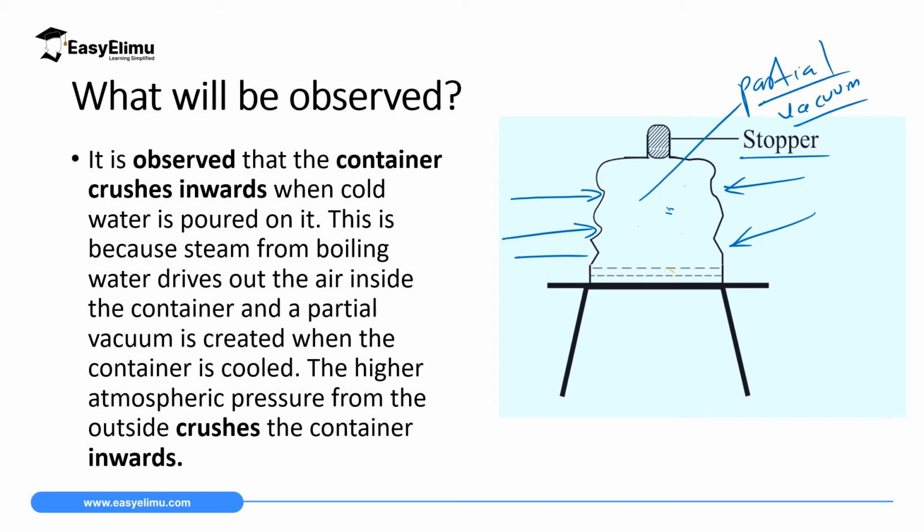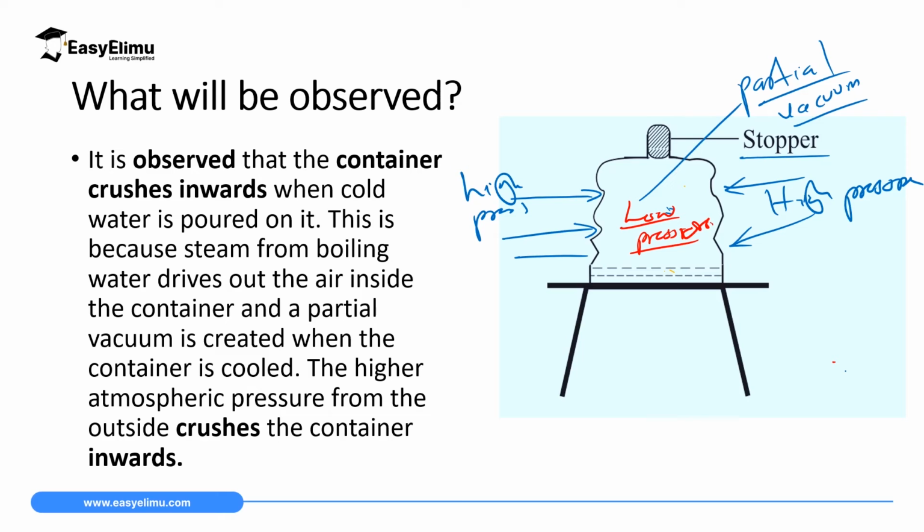The pressure difference between the outside, where we have high pressure, and inside, where we have low pressure. Low pressure because we have cooled, the steam has gone back to liquid. So the difference in pressure between outside pressure, which is very high, and inside pressure, which is very low, is the one which makes the outside pressure win and crush the bottle inside.